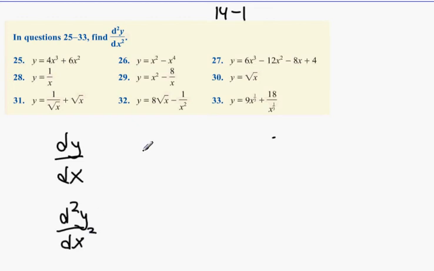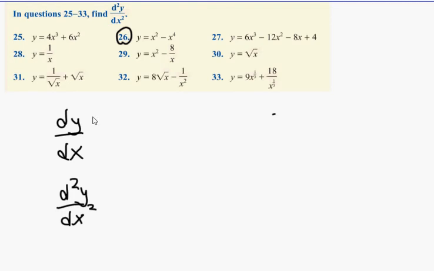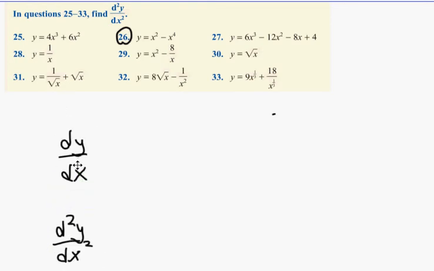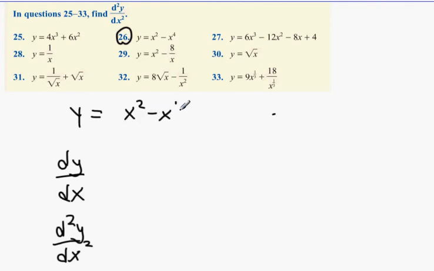So let me give you an example. The first question I'm going to do here is question 26, okay? Now in question 26, we're just going to move down the two of these for a minute. And then what we're going to write down is the usual. We now have y here, which makes the whole process a bit easier, right? y equals x squared minus x⁴.